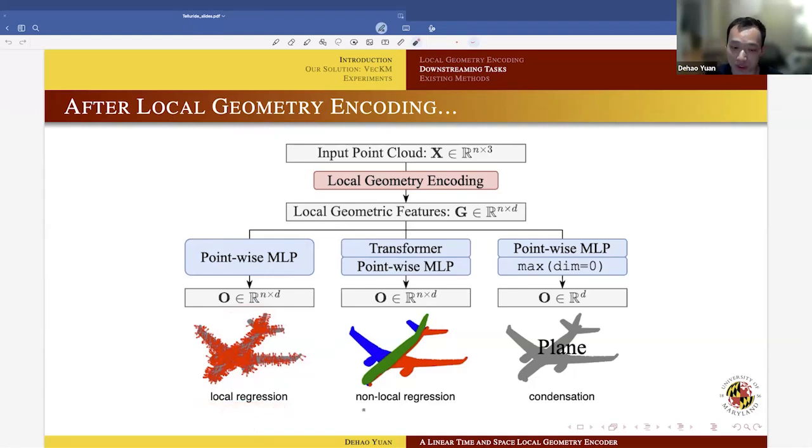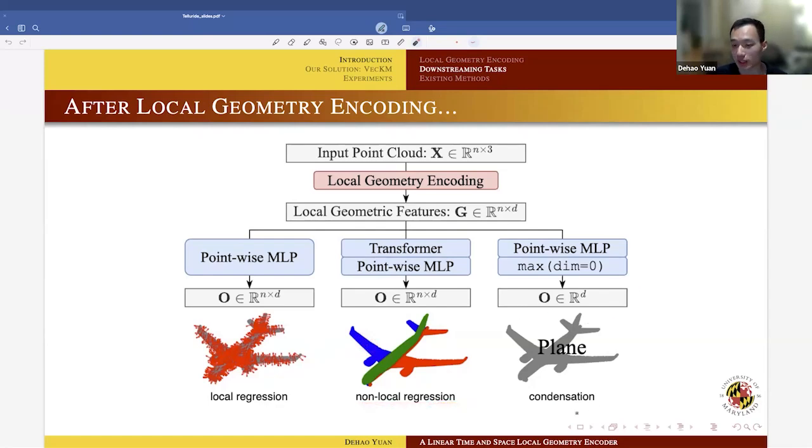The second task you can do is non-local regression. A very typical example would be segmentation. After you get this local geometry encoding, maybe you use a transformer to achieve some message passing, and then you get a prediction of, for example, which class it belongs to. Segmentation is a typical example of non-local regression, because to identify which class it belongs to, you may need to have some global information.